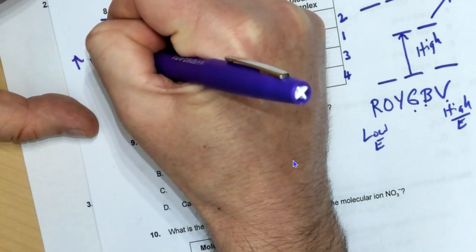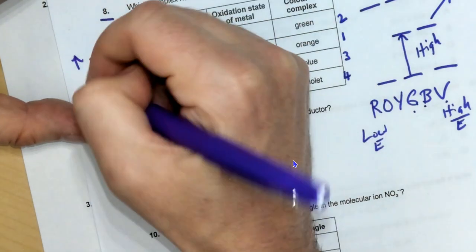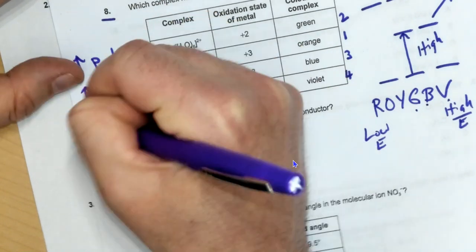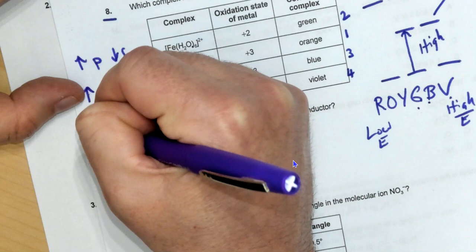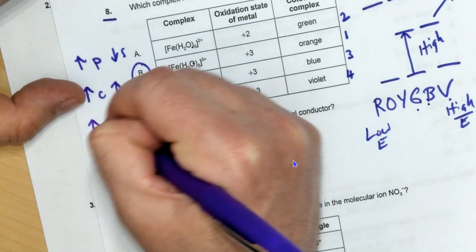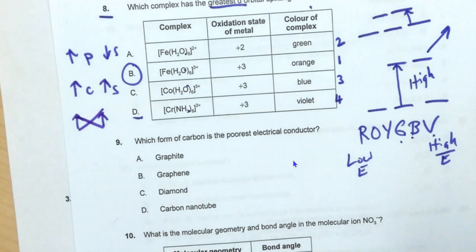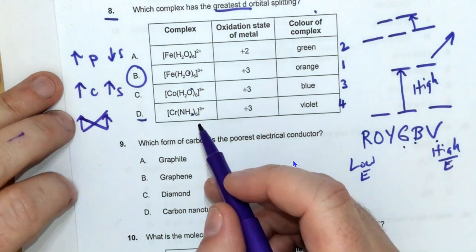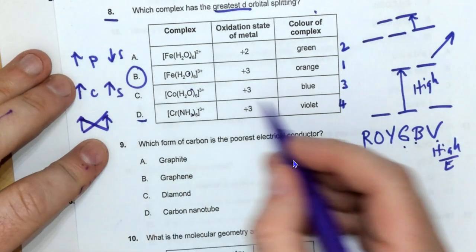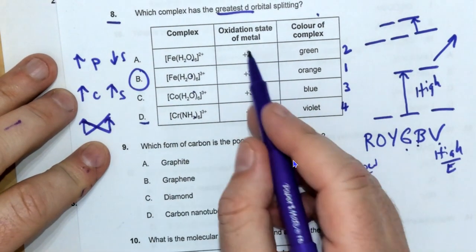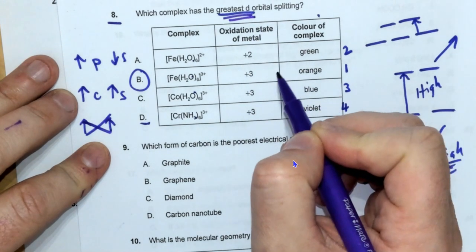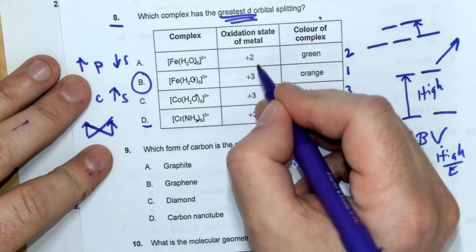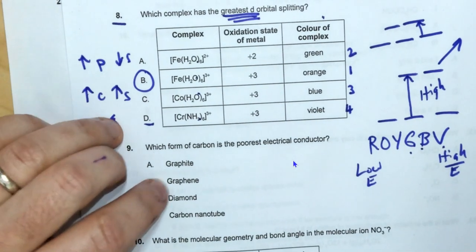Increased protons decreases splitting. Increased charge increases splitting, and a stronger field ligand increases splitting. So we can't use the stronger field ligand, like I said, because we don't have the spectrochemical series, so I don't know which is stronger, water or ammonia. So it's got to just be between the number of protons. The one with the greatest splitting will have the fewest protons and the greatest charge. So low protons, high charge.